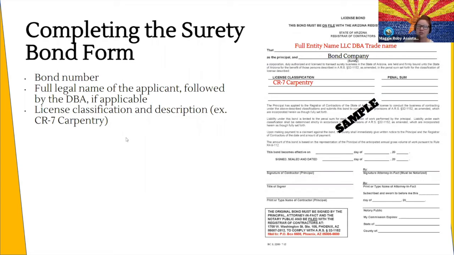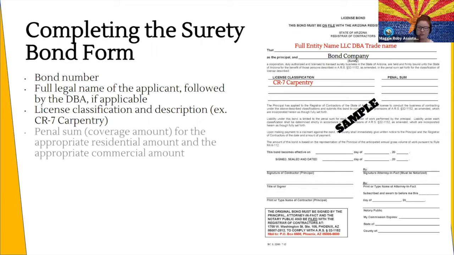Also, you'll want to make sure that your license classification and description is listed on the bond form. You can get your exact classification and description from our website as well, if you want to make sure it's put in there correctly, to avoid that application sitting a little bit longer because of the corrections we need. Also, your penal sums.